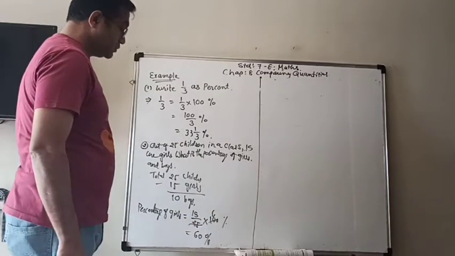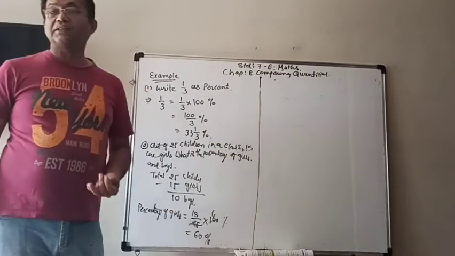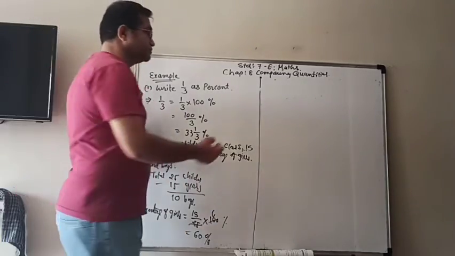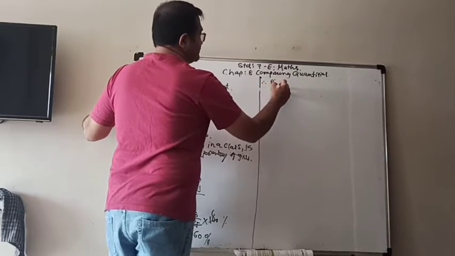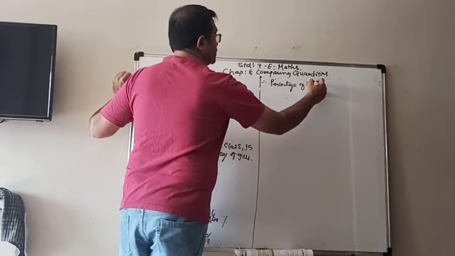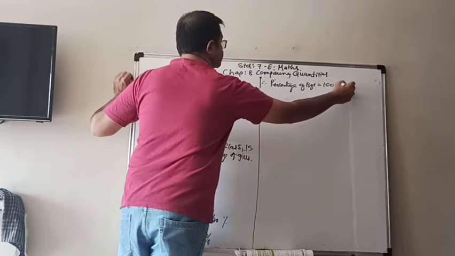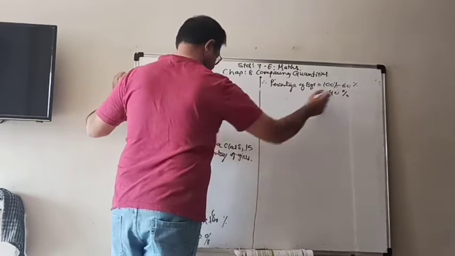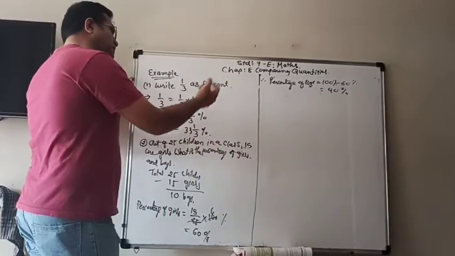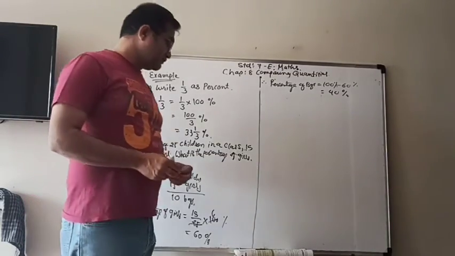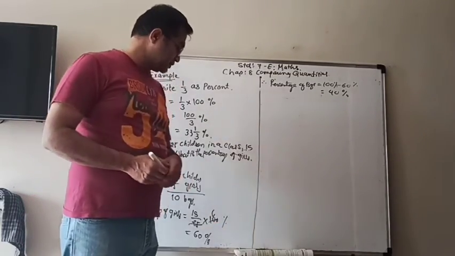Now you can find the percentage of boys by subtracting from 100 also. Therefore, percentage of boys is equal to 100 minus 60%, that is 40%. Because there are only two categories, we can find it like that directly.